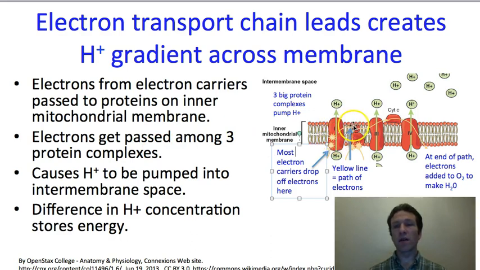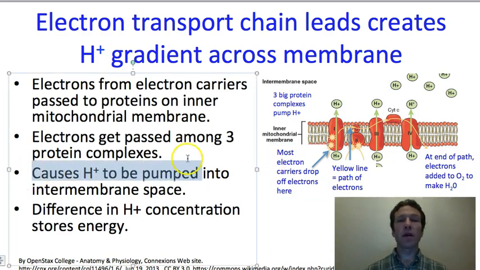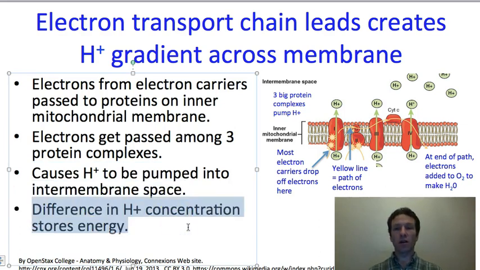Electrons go from here, then they are carried by a small carrier. They end up at the second major part of the chain. They're carried by a second small carrier, and they end up at the third part of the chain. Each time they are passed, hydrogen ions are pumped. Now, at the very end, the electrons need to go somewhere. So first let's say, the hydrogen ions are pumped into the intermembrane space. This creates a difference in hydrogen ion concentration across the membrane. A high concentration up here, a low concentration down here.